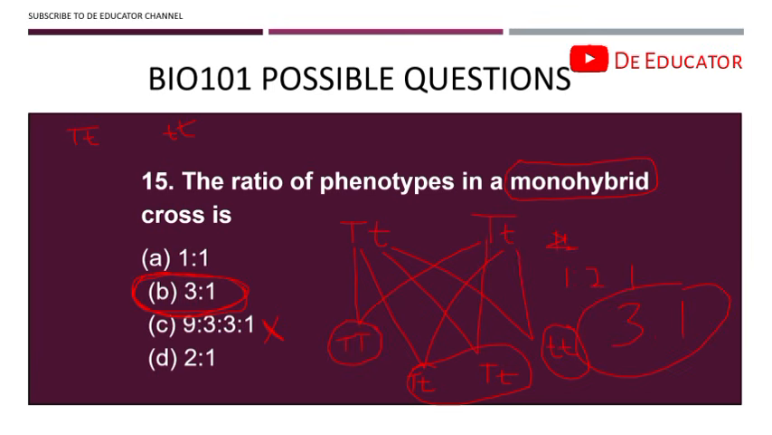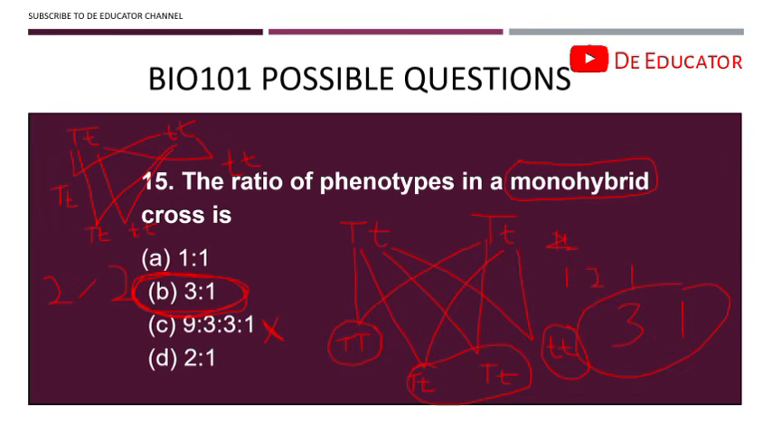Now this is why I'm saying it. So if we do this cross, let's say we have capital letter T and small letter t, right? If we do this cross here, we have capital letter T and small letter t, right? If we do this cross here, we have recessive t. Then if we do this one here, we're going to have recessive t. Now, what is the genetic composition? This and this, that is 2, ratio 2.